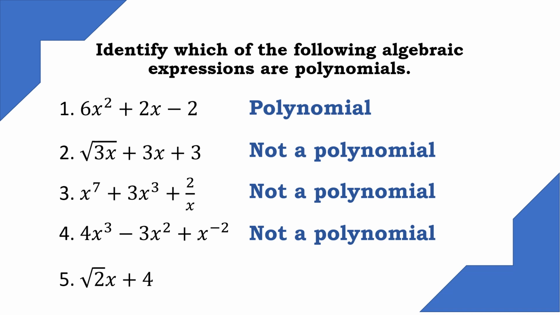So for number 5, we have square root of 2 times x plus 4. Is this a polynomial or not? So this one is a polynomial. This is a polynomial because the radical sign is not for the variable x, but for the constant 2.